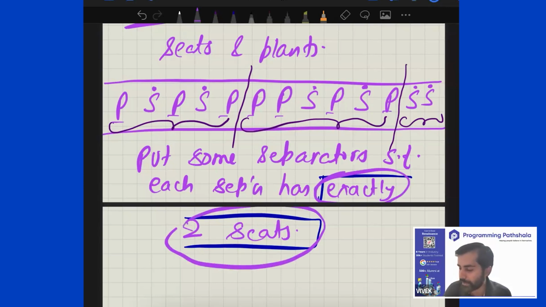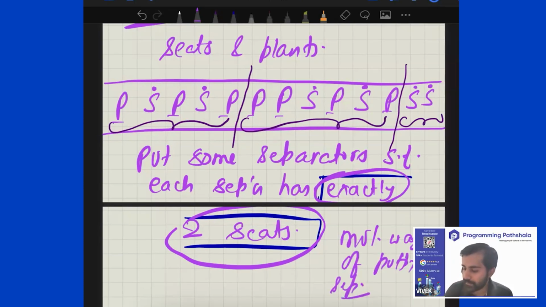That's the only important requirement over here. And now there can be multiple ways of doing so. So there may be multiple ways of putting these separators. Like right now, what I just showed to you, I had put one separator over here, another separator over here, right? But I could also have done something like this.